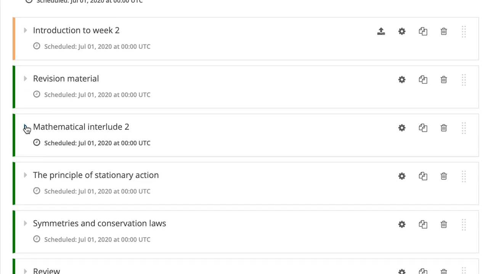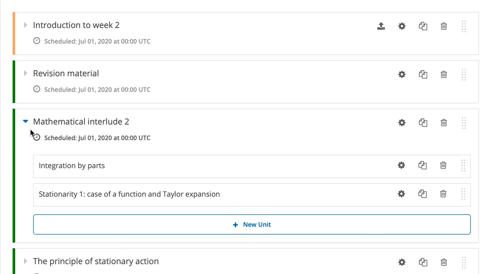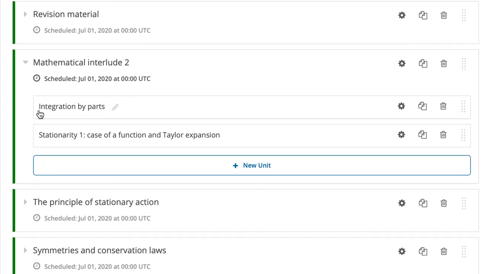Then we start with some math, where you will be introduced to the powerful tool of integration by parts, and also to the concept of stationarity, and we will first focus on the case of simple functions, and we will also talk about Taylor expansion.